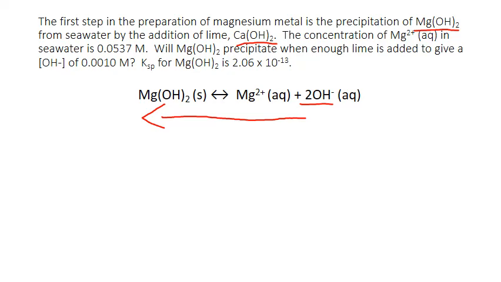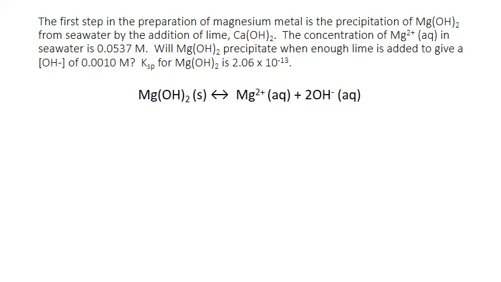So if the concentration of magnesium ion in seawater is 0.0537 moles per liter, we want to know if the magnesium hydroxide will precipitate when we add lime to give us a hydroxide ion concentration of 0.0010 moles per liter. Now, in order to figure this out, we're going to do a reaction quotient calculation. This is a calculation of Q.